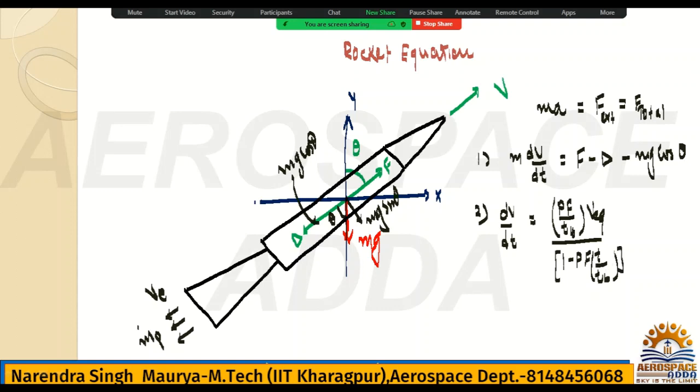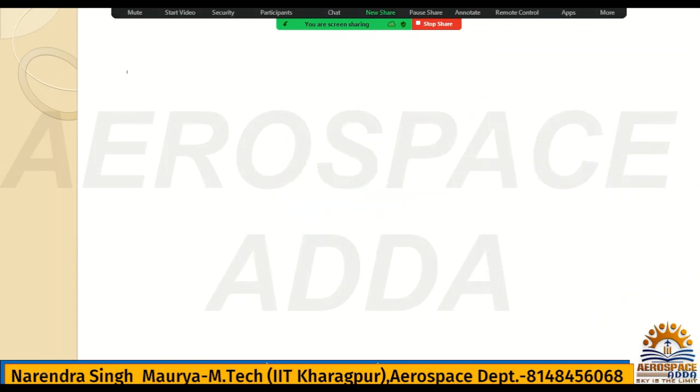Minus drag D divided by m naught times 1 minus P_F t by t_b, minus g cos theta. Let me write it here, minus g cos theta. Okay, so separately I will write equation 2 here, better.